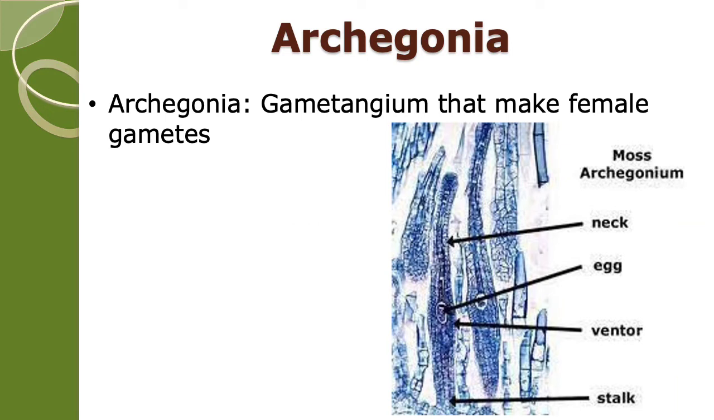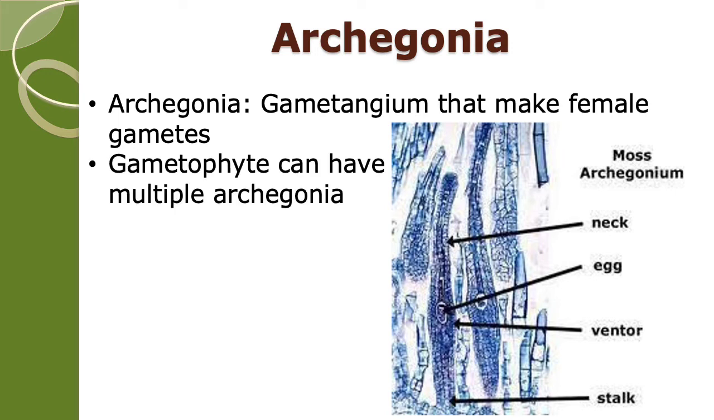Let us now look at the part of the gametophyte that makes the gametangium for the female gametes. And this gametangium is called the archegonia. Now, similar to antheridia, a gametophyte can have multiple archegonia. So when we look at this figure, we're able to see one archegonium that's present in the box, and right next to it is the second archegonium. And that way, there are at least two archegonia that we can see in this figure clearly.